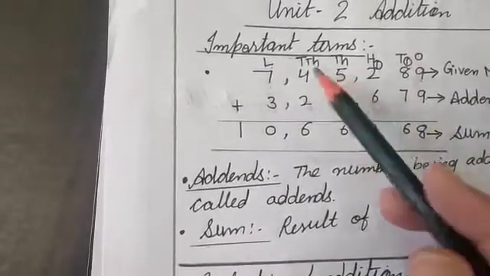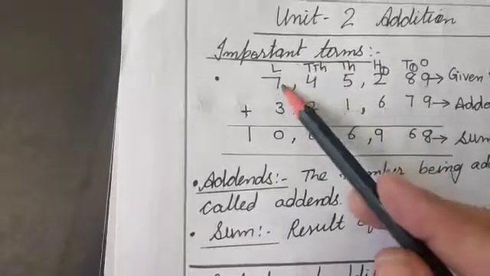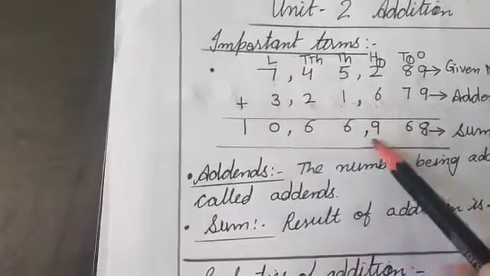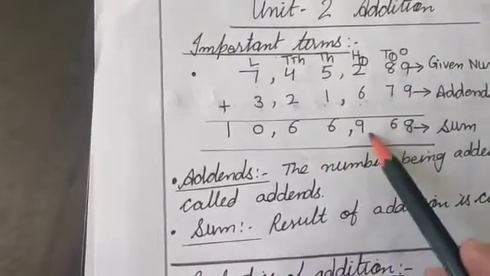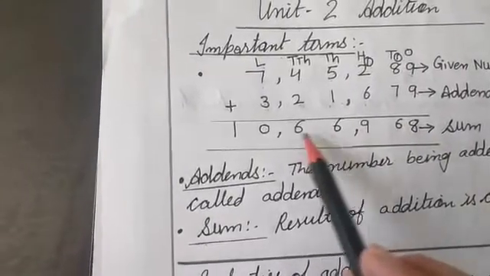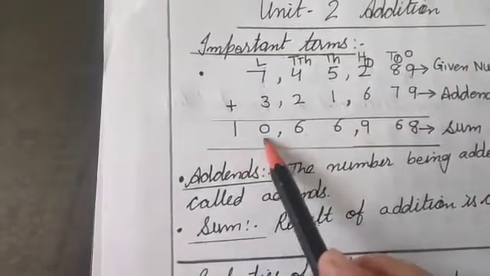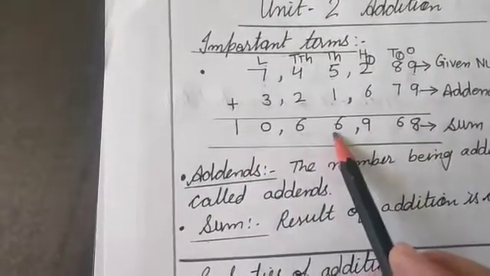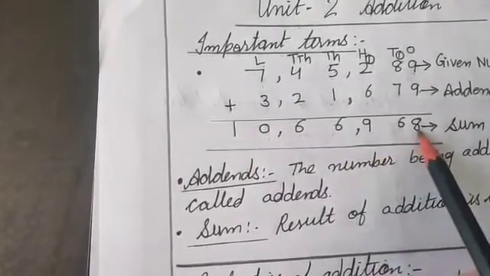5 and 1, 6. 4 and 2, 6. 7 and 3, 10. Again separate by commas. Now it will be ones, thousand, lakhs. You can read it: 10 lakh 66,968.